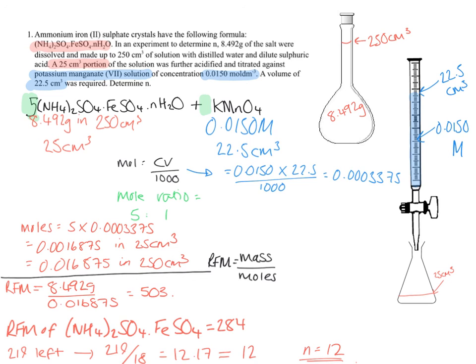There's your answer to that redox titration problem. So hopefully the images of kind of what's in your volumetric flask and what's in your conical flask and what's in your burette, hopefully that will help you to see where those calculations come from.